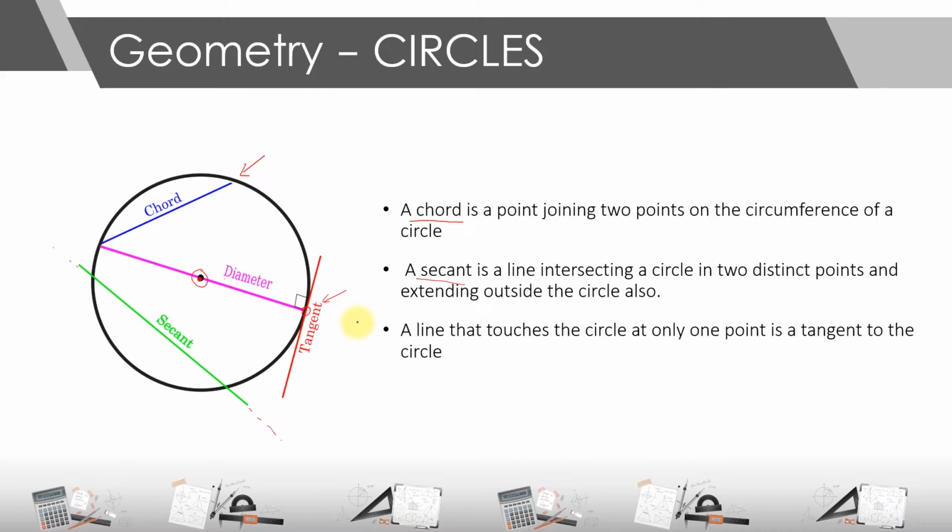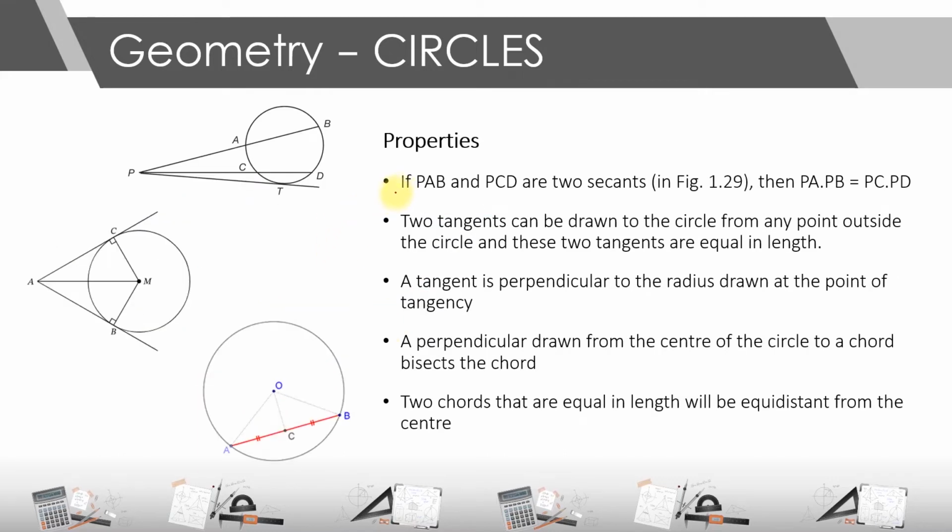So 3 things here. One is a chord. Special case of chord is diameter. If the chord is extended beyond the limits of the circle, it is called a secant. And if a line is touching the circle at only 1 point on the circumference, then it is called a tangent. Now let us look at some important properties of these things.